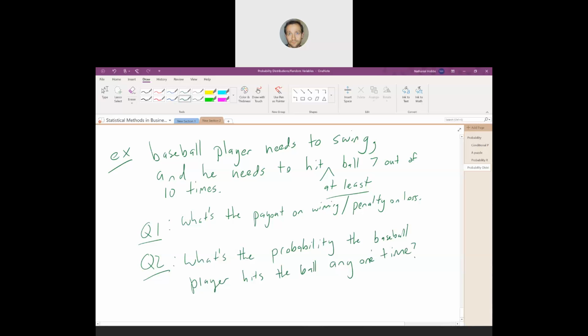yeah, so this game also needs to know how good is the baseball player at hitting balls. I mean, if he's really good, then maybe I shouldn't earn so much money. But if he's like the worst player on the team and that guy gets 7 out of 10 hits, then maybe that's a big payout. So I need to know what the payout is, and what you could lose on this game, and what's the probability that the player actually hits the ball any one given time. Given those things, you can solve all of this.